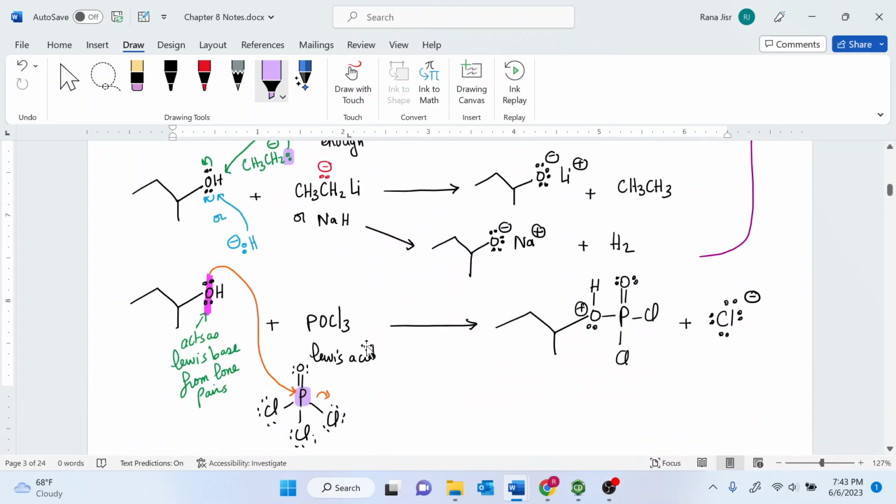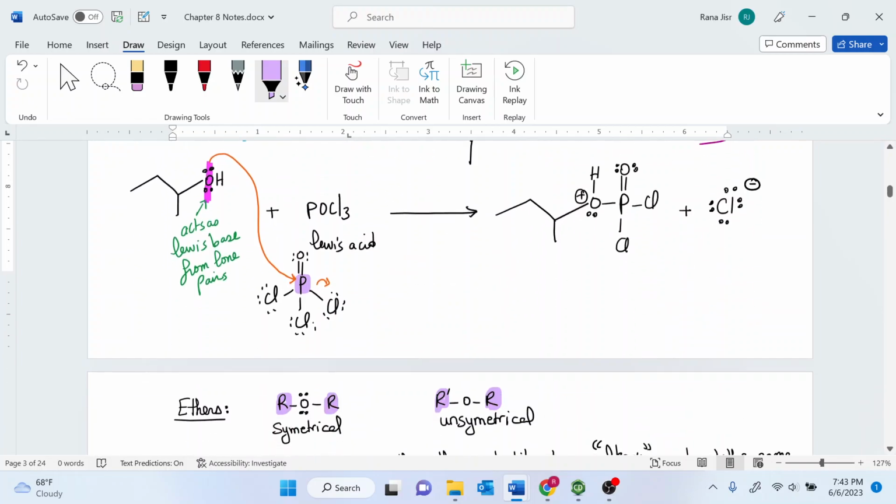Now this is the opposite. The oxygen now is going to act as a base, and the phosphorus is going to act as an acid, a Lewis acid. Whenever you have a product of the Lewis base and the Lewis acid, your product is always a complex. The lone pairs are going to attack the electrophilic site, which is the phosphorus. One of the chlorines is going to leave, and you're going to make a complex in there, and the Cl-, which is going to be a leaving group.